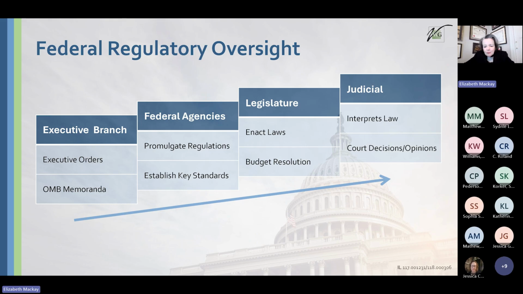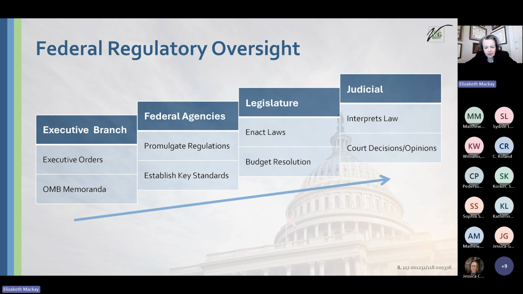So in terms of the executive branch, we've had a tsunami of executive orders with the current administration. They're the easiest and the quickest action to take, but they can also be rescinded just as easily by a future executive. So executive orders really aren't designed to be permanent. And the OMB, or Office of Management and Budget, memoranda usually are issued to carry out the executive orders.